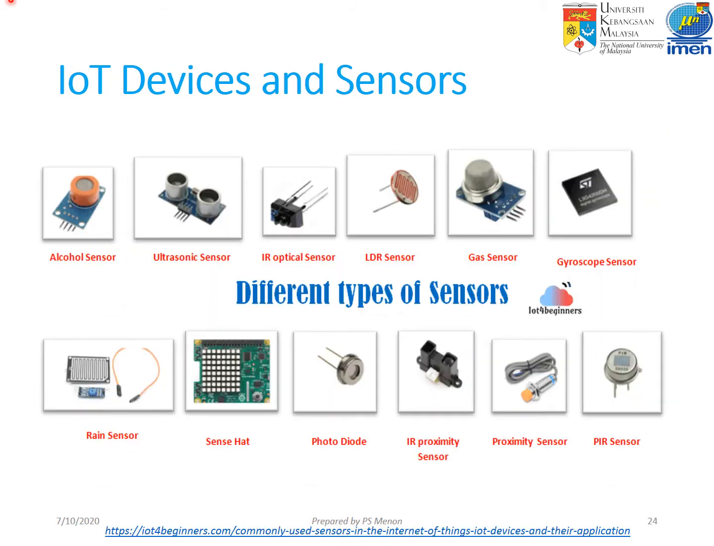Okay. There are many different types of IoT devices and sensors, and many, if not almost all, are related to photonics, where you have some like IR optical sensor, LDR sensor, photodiodes, IR proximity sensor, and so forth. So many of the IoT sensors are related to photonics.